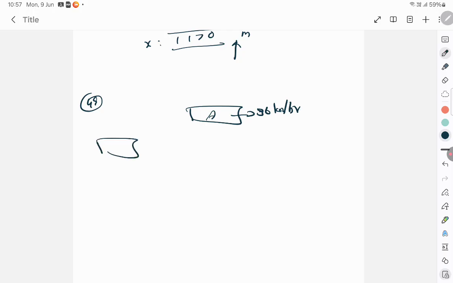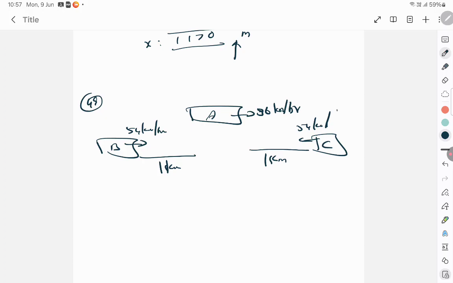There is a car B and a car C which are directly approaching car A in the opposite direction. The initial distance between them is 1 km, and here also it's 1 km. Car B is approaching in the opposite direction. Both of them are approaching with the speed of 54 km per hour. This is also coming with the speed of 54 km per hour.